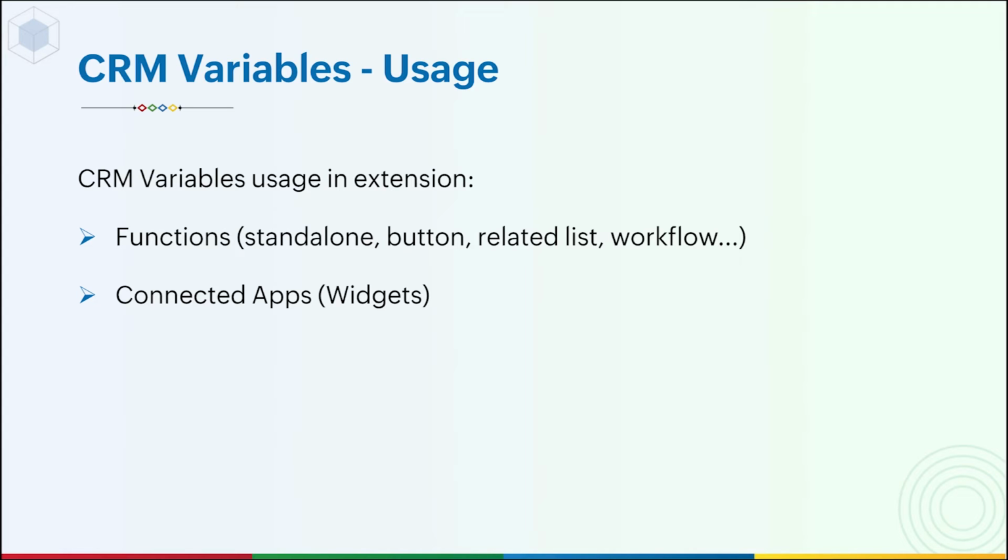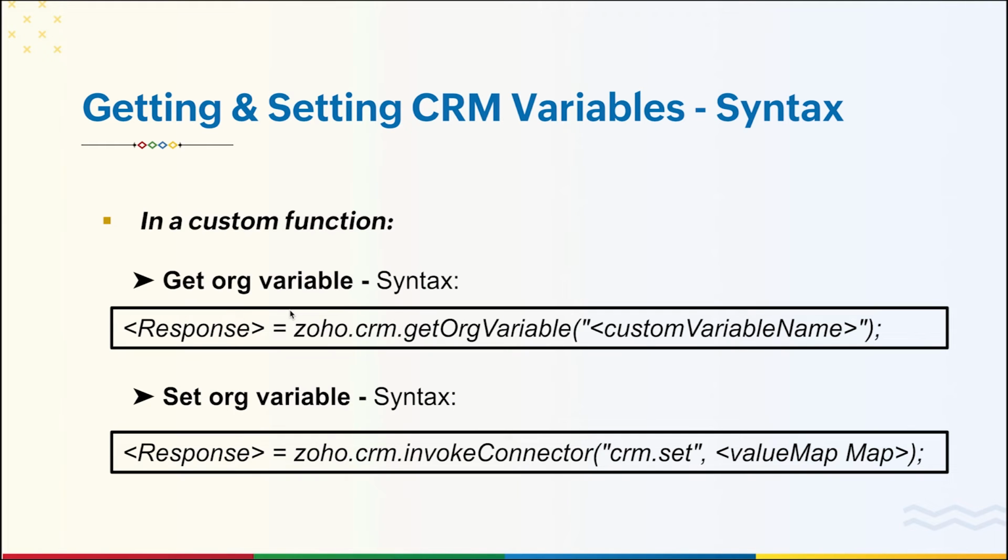Similarly, in your widgets, that is the user interface that you're going to be creating for your extension development, in that particular user interface as well, you can either get the value of a CRM variable or store a value to a CRM variable in order to perform some extension functionalities. So how can you actually get a value or set a value to a CRM variable through these extension components in order to perform those functionalities? We have specific syntax dedicated to fetch the value for a CRM variable, or store and set a value to a CRM variable, through a function or a widget.